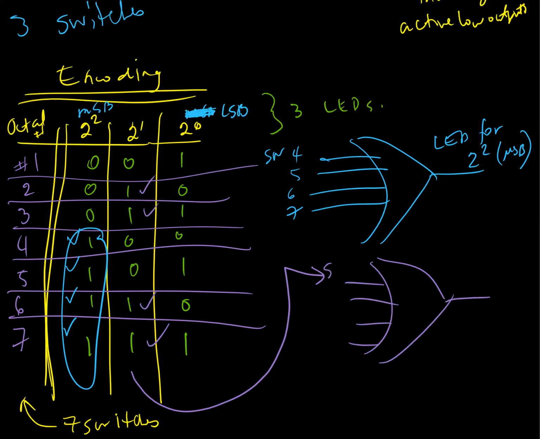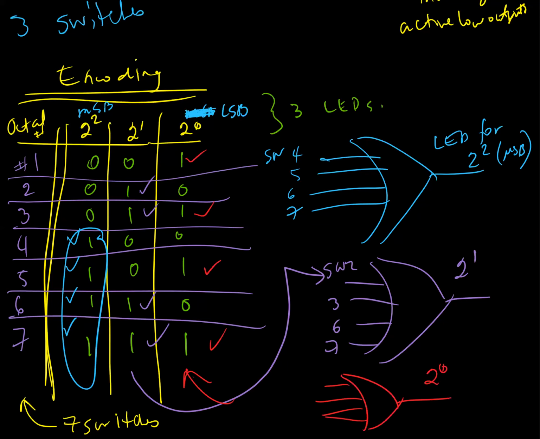So I can say switch 2, 3, 6, and 7, and this is going to be the 2 to the 1 output. And then the last case, it's 1, 3, 5, and 7. That's going to be an OR gate. That's my 2 to the 0 LED, and I'm going to connect it to switches 1, 3, 5, and 7. Any one of them high would set that LED.